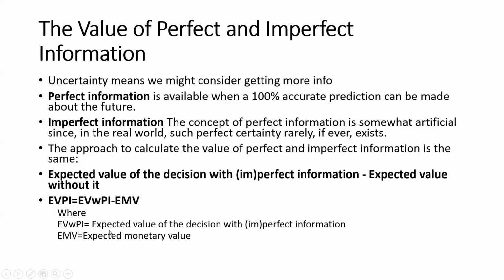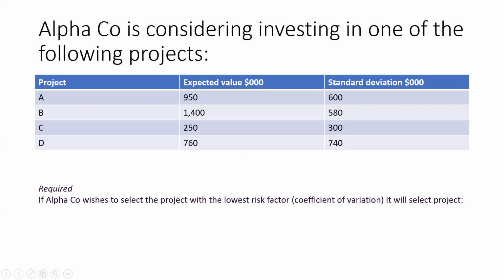So we will learn how to calculate this value later on in this chapter. So here in this one, let's see how to calculate the risk. Alpha company is considering investing in one of the following projects. There are 4 projects: A, B, C, D. You have the expected value for each project as well as the standard deviation of each project. You are required to select the project with the lowest risk factor.